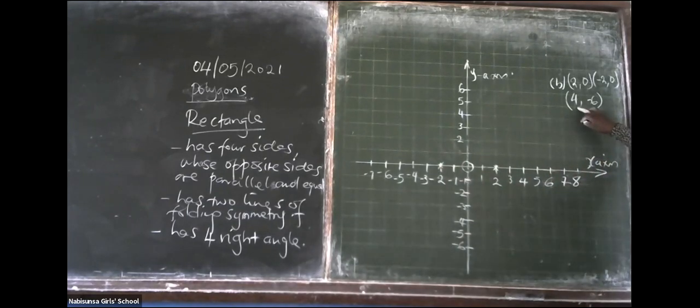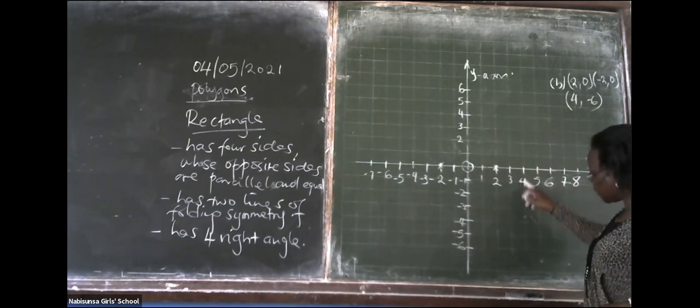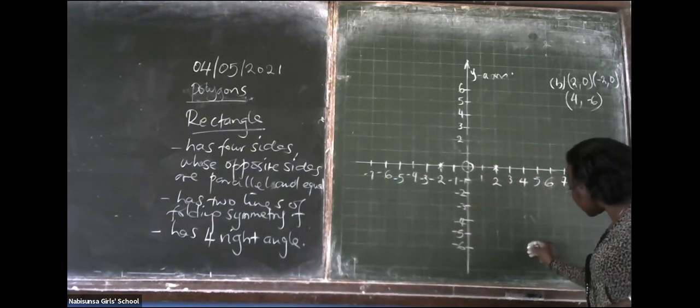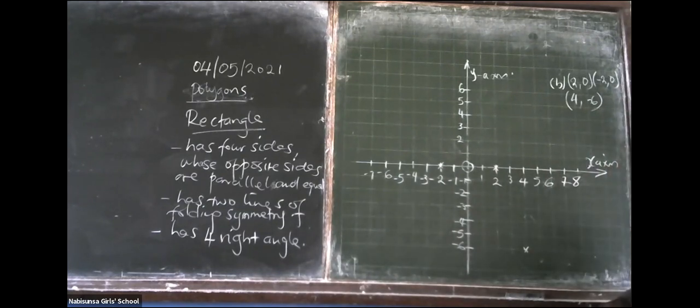The third point is 4, negative 6. 4 on the x-axis and negative 6 on the y-axis. So we plot our point. And we now have those 3 points.